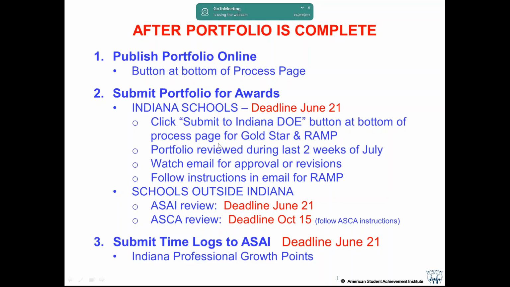Okay, so after you submit your portfolio, the portfolios will be reviewed in the last 2 weeks of July. Just watch your email after that. You will get an email that either says that your portfolio has been approved, or that there are some revisions you need to make. I'll show you how that works in a second. Whatever that email says to do, just make sure that you go ahead and do that. If it's an Indiana school, that email will also include instructions about how to apply for the ASK RAMP award.